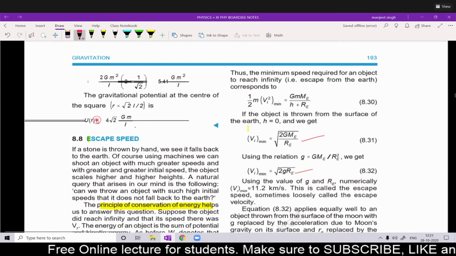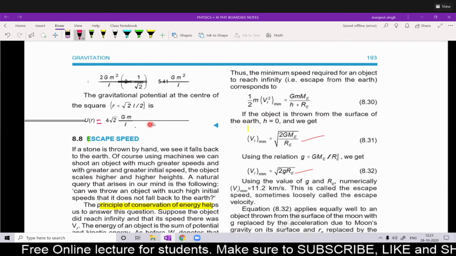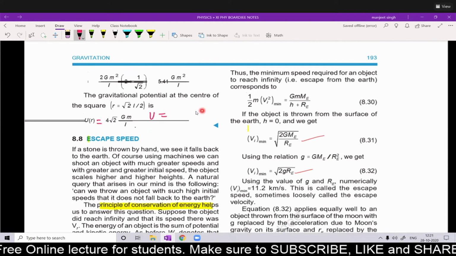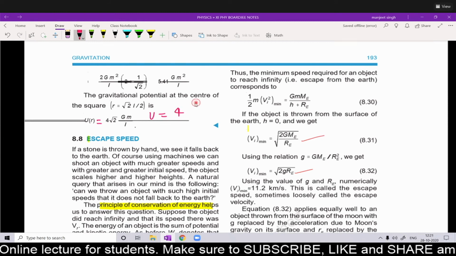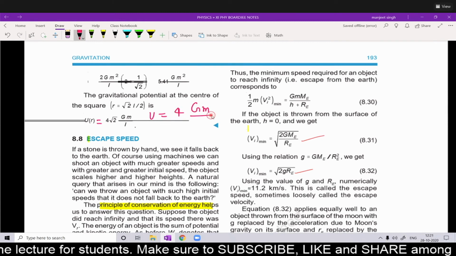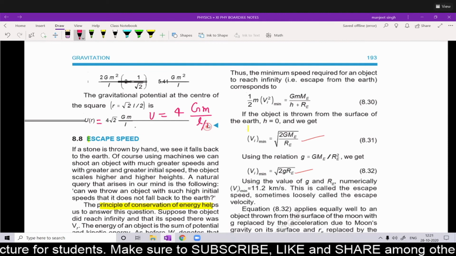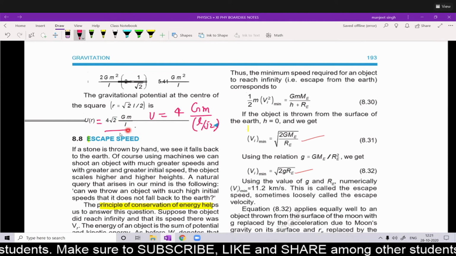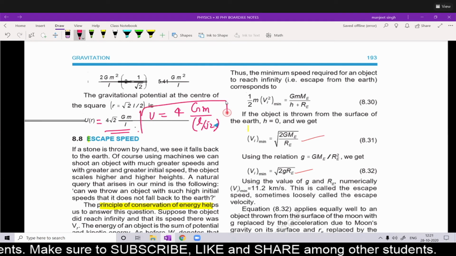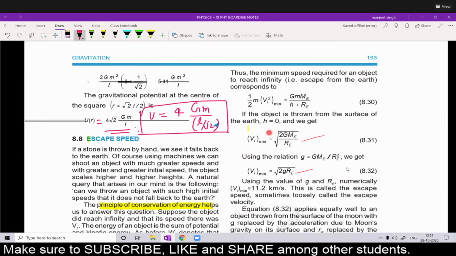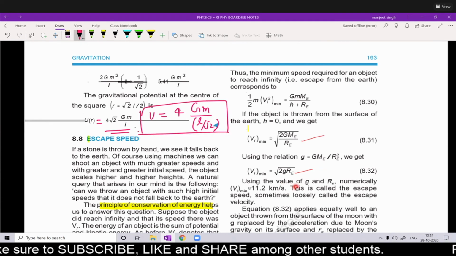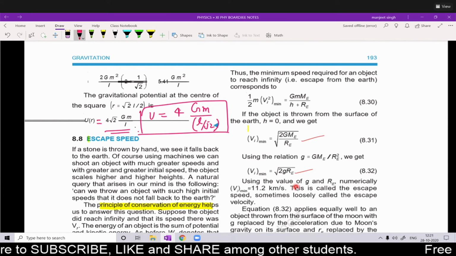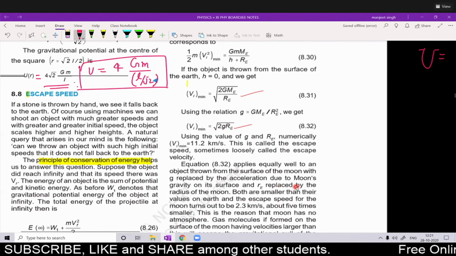Potential देखो ये एक्सप्रेशन लिखा हुआ है, कुछ यहाँ पे मिस प्रिंटिंग टाइप का लिखा है। Potential will be 4 times such term Gm upon R. So if this root 2 comes here, this becomes 4 root 2. Okay, that will be the potential at the center of the square. Now I think you understood this thing. Okay. Now next article is our escape speed.